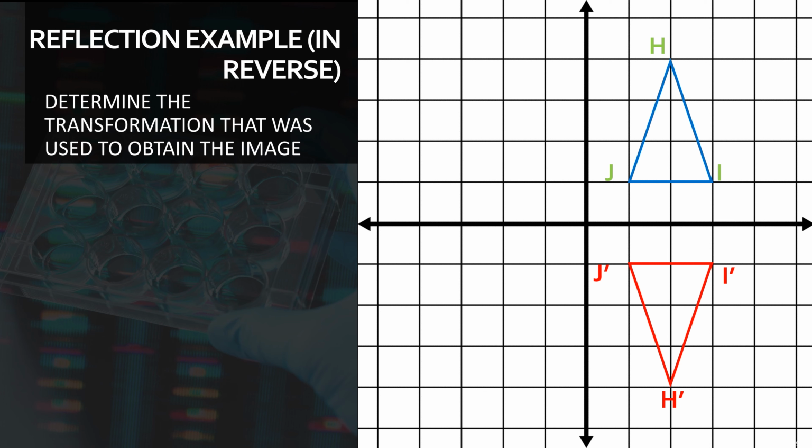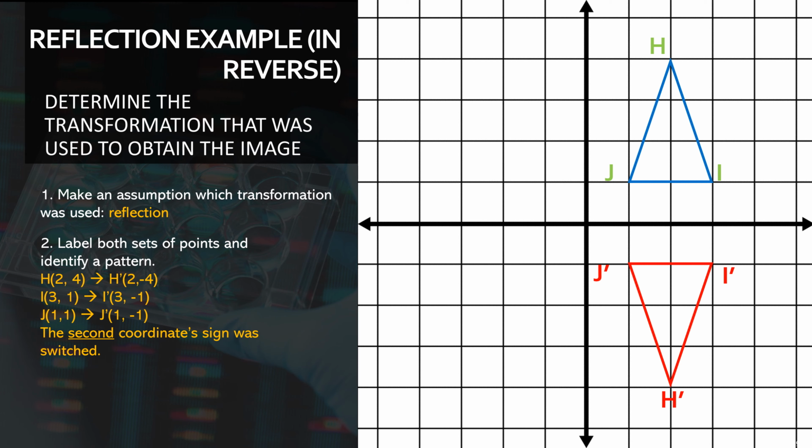So let's take a look at a reflection example in reverse. We want to determine a transformation that was used to obtain the image. So I want to know, how did I get this image from this pre-image? Again, we're just going to follow the same process as before. We want to make an assumption about which transformation was used, and here it seems pretty logical to assume that a reflection was used. So we're going to label both sets of points, identify the coordinates for both the pre-image and the image, and see if we could identify a pattern.